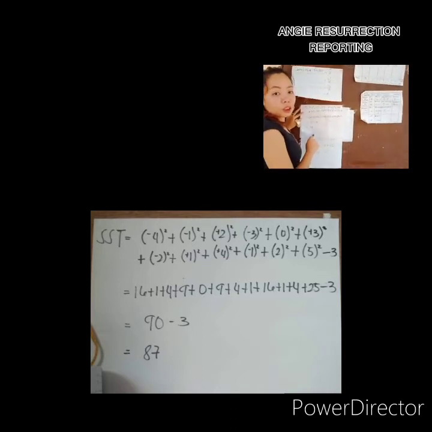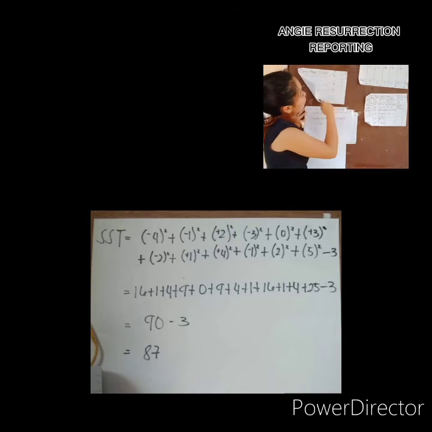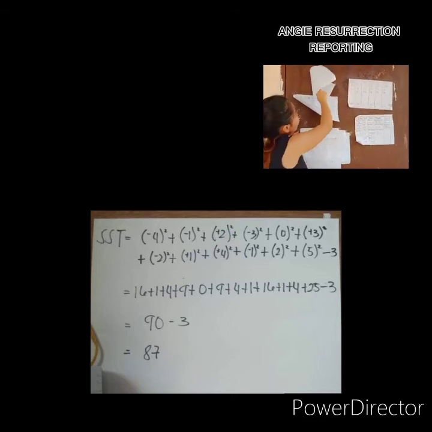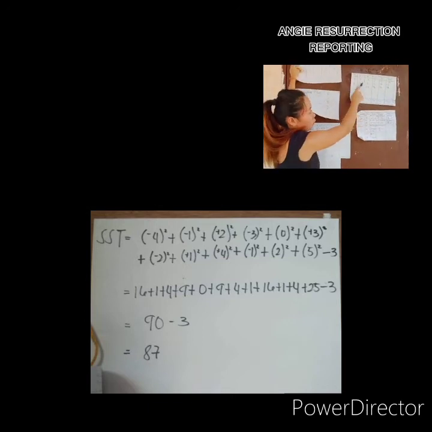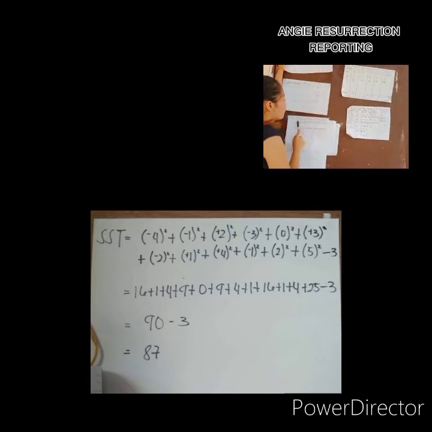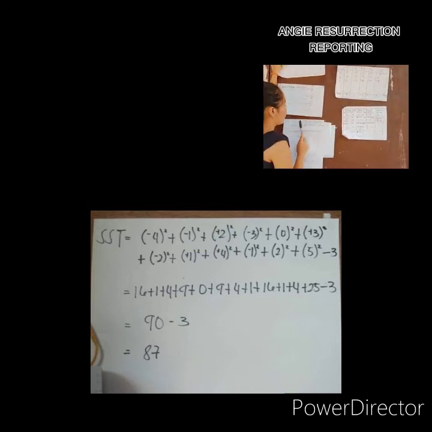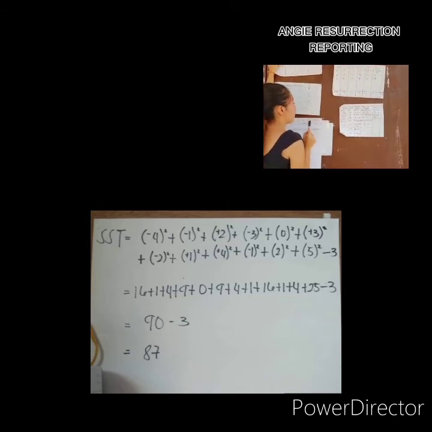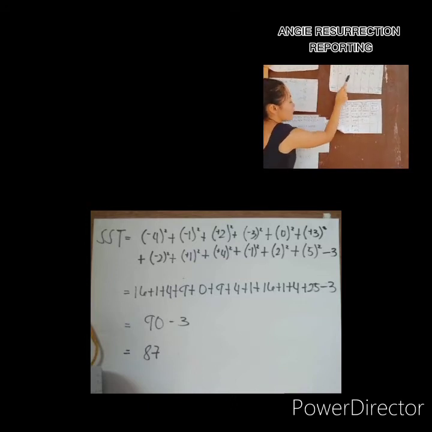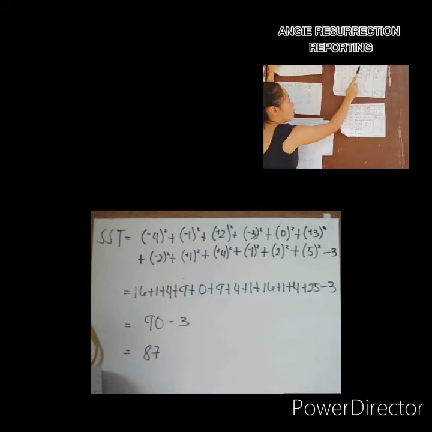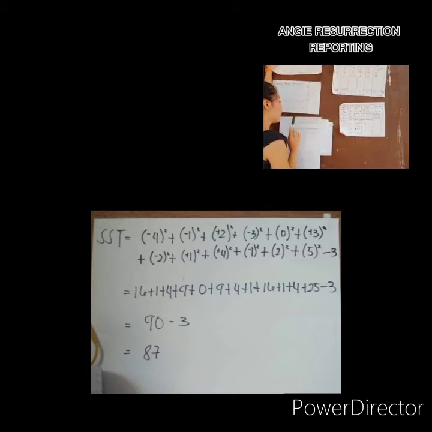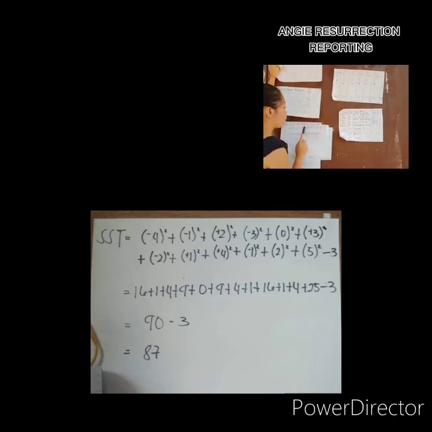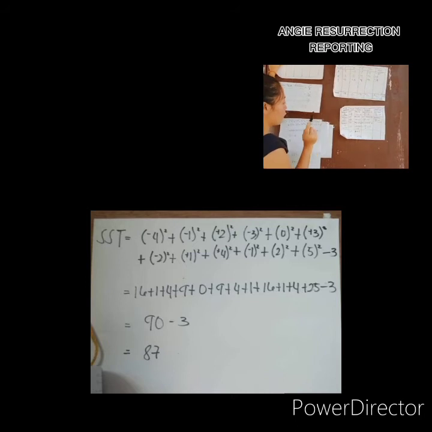Now coming to the fourth step, which is calculation of SST, or total sum of square. SST, or total sum of square, is calculated using all these values here. So 4 squared plus 1 squared plus 2 squared plus minus 3 squared plus 0 squared plus 3 squared plus minus 2 squared plus minus 1 squared plus 4 squared plus minus 1 squared plus 2 squared plus 5 squared, minus the correction factor, which is 3.